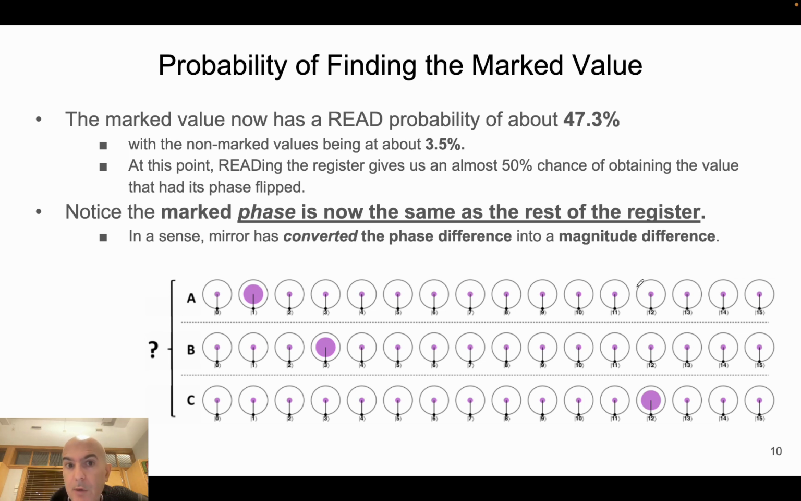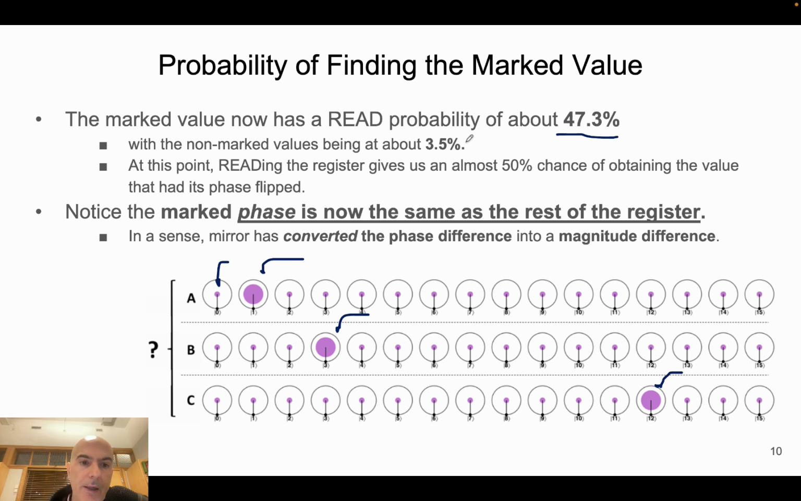The marked value, after the amplitude amplification iteration, has a read probability of roughly 50%, so 47.3%. So approximately half of the time we will measure the state that has been flipped. The unmarked values have a probability of 3.5%. So this gives us almost a 50% chance of obtaining the value that had its phase flipped.